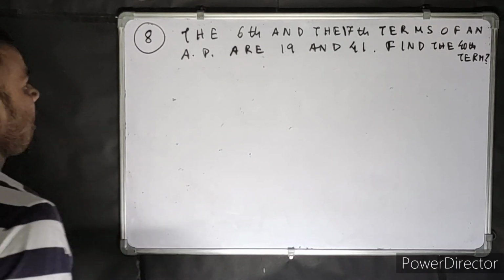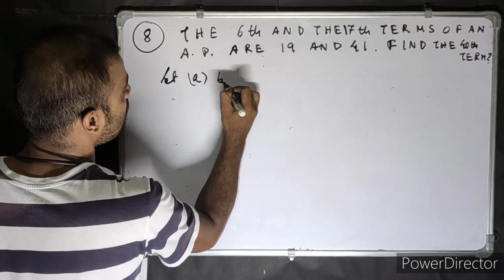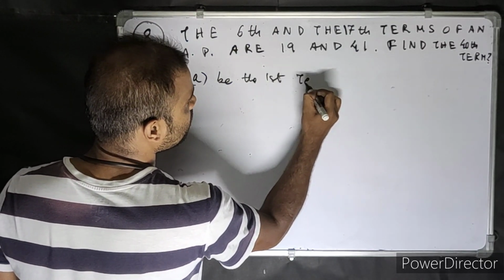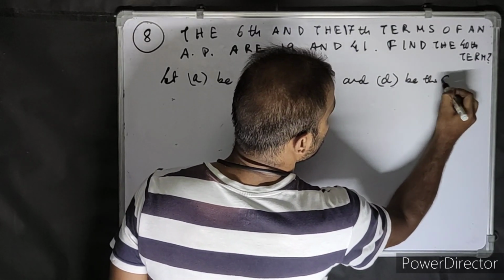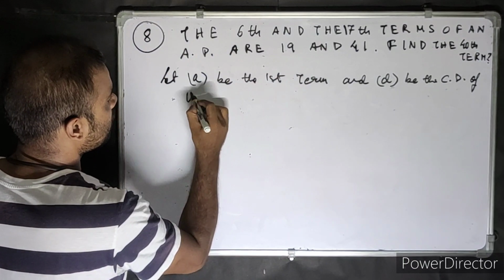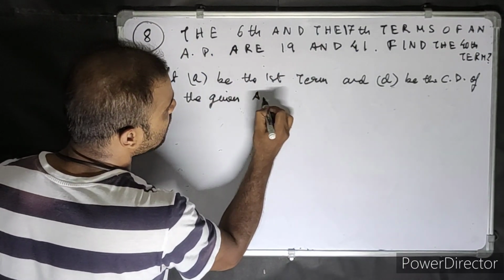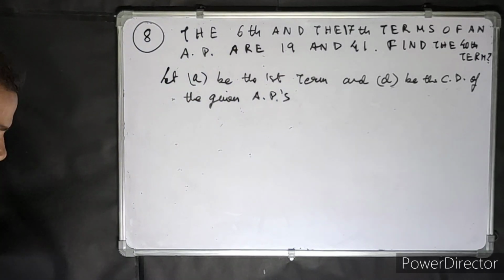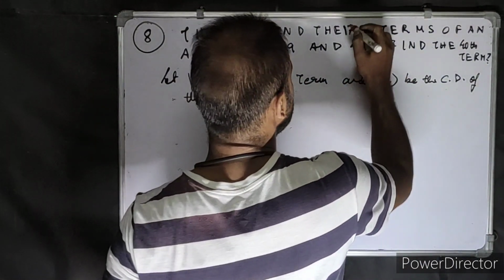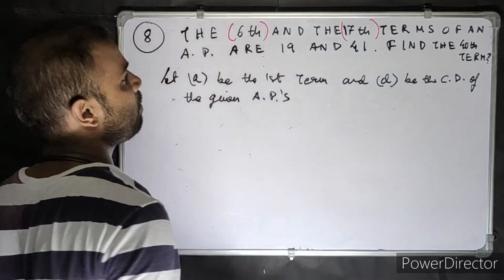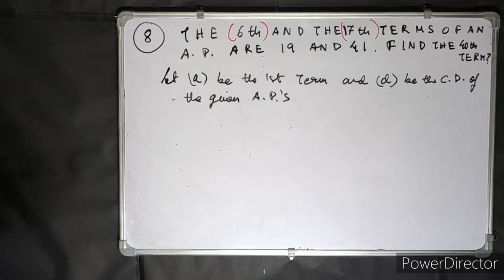Okay, so let's start. Let A be the first term and D be the common difference of the given AP. Now, those of you who are thinking, is it a different AP or is it the same thing? Well, it is the same AP. The 6th and the 17th terms of an AP means it is the same AP. Now it's differentiable.